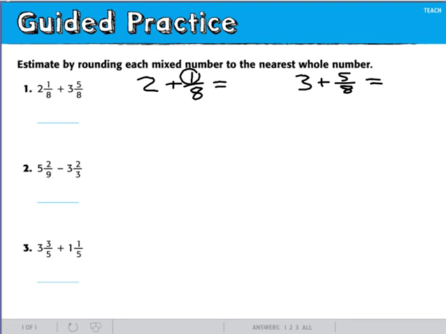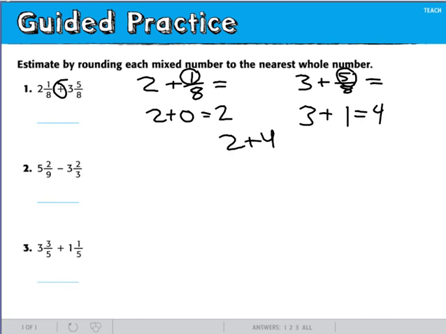So here, my 1, it's not very close to 8, but it is very close to 0, so it's 2 plus 0. When you do this, I know that you understand how to round your fractions, okay? Over here, my 5, it's 5 away from 0, it's 3 away from 8, it's closer to 8, so it's a 1. Okay? I'm adding, so 2 plus 4. So my answer is 6.